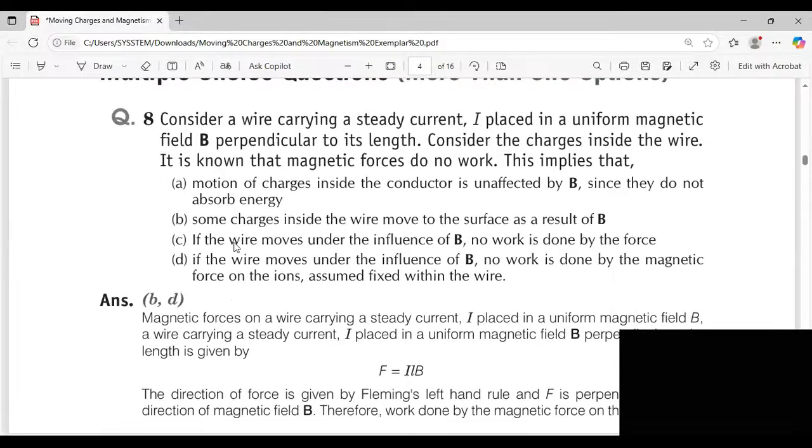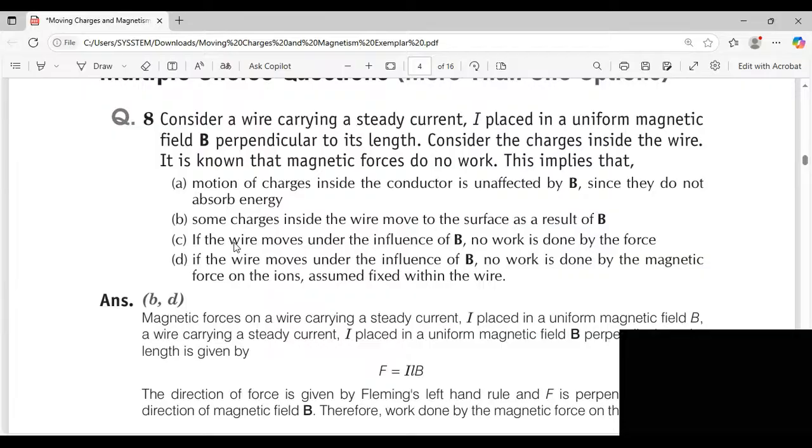Let's see question number 8. Consider a wire carrying a steady current I placed in a uniform magnetic field B perpendicular to its length. Consider the charge inside the wire. It is known that magnetic force does not work. This implies that the motion of charge inside the conductor is unaffected by B.